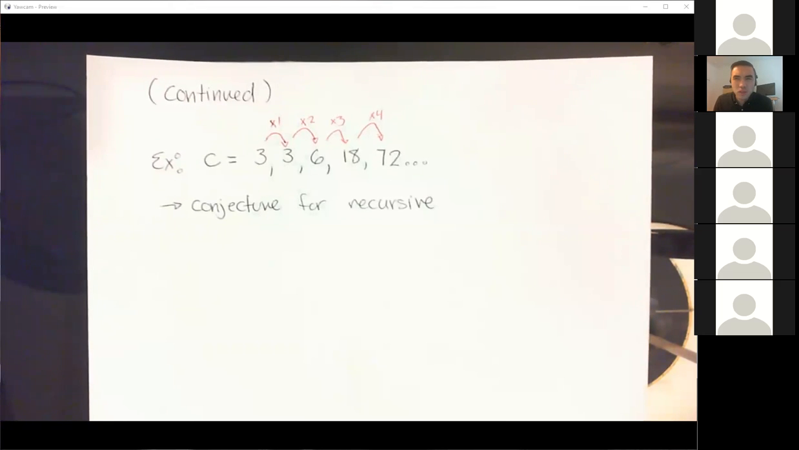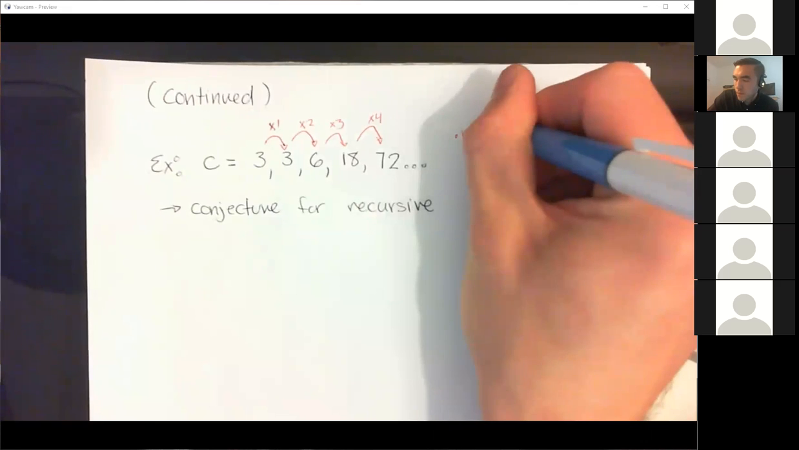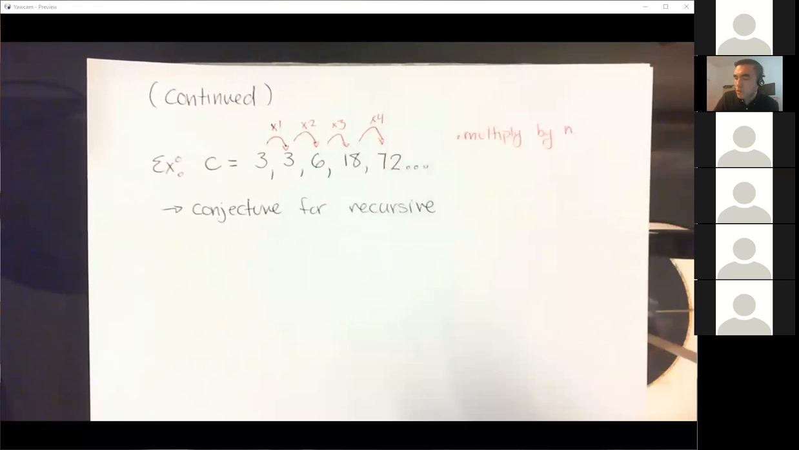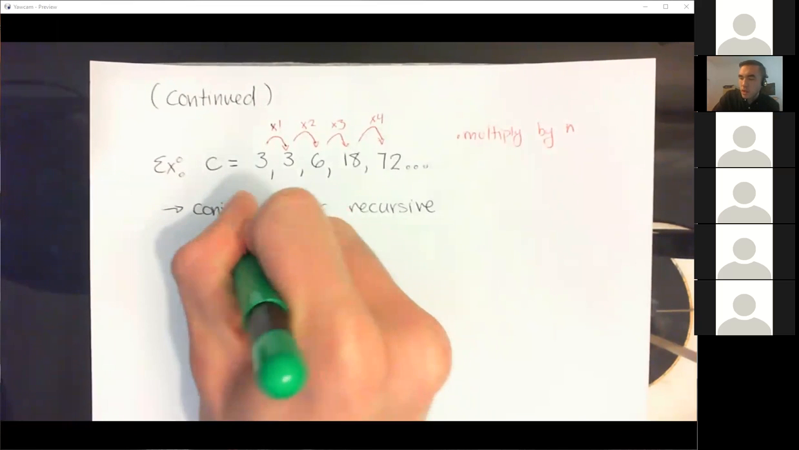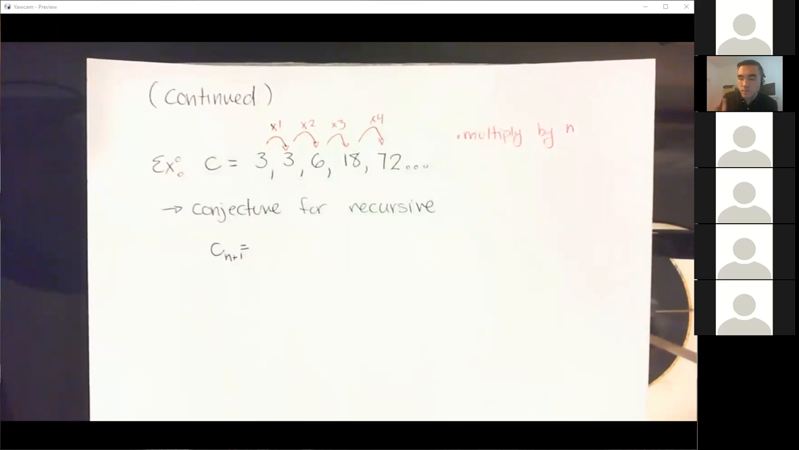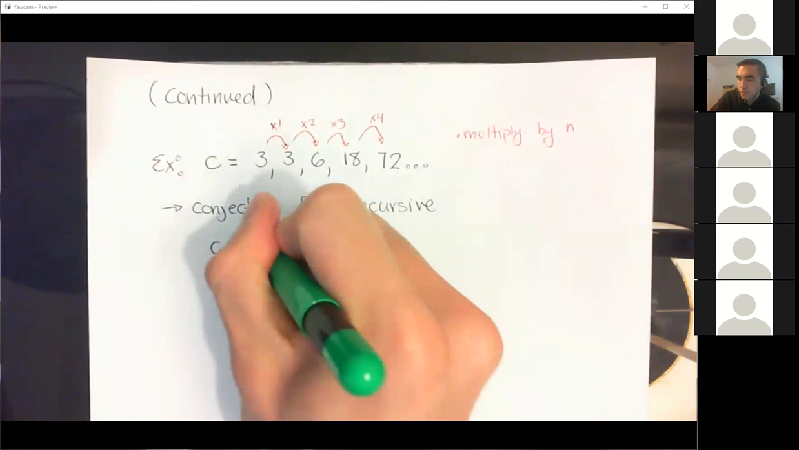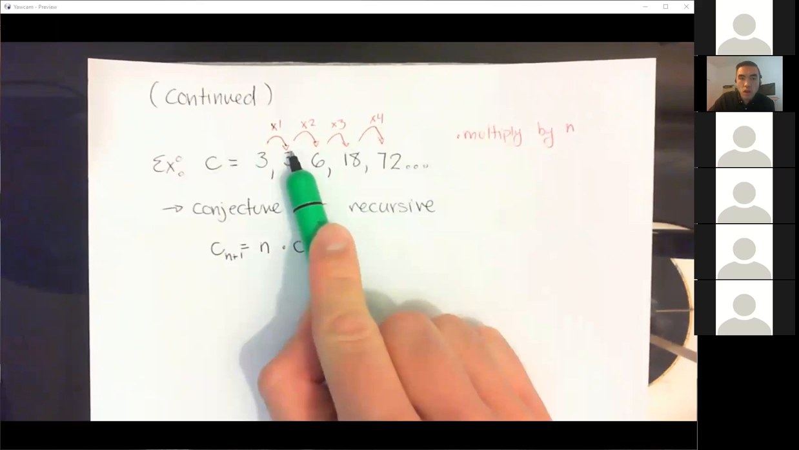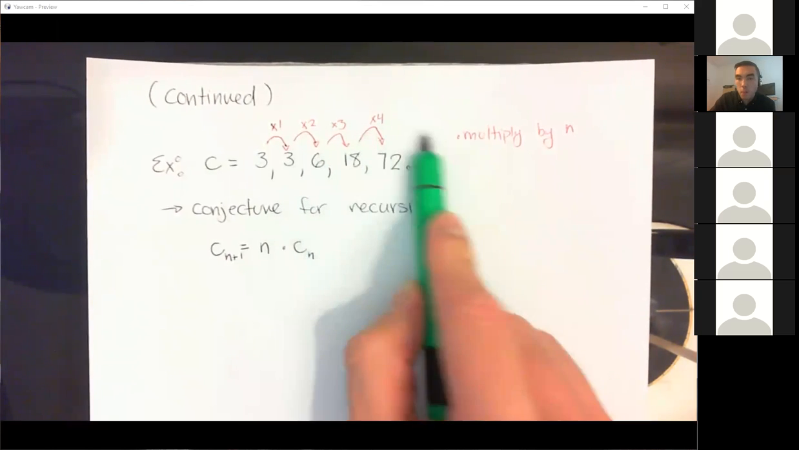What's another elegant way that we could say this? N. Each time we're multiplying by N, and in every single step N is increasing. So each time that we step up, we multiply by the previous N. So our next C, C sub N plus one, is generated by the previous C, C sub N, multiplied by N. To go from one to two, I multiply by one. To go from two to three, I multiply by two. To go from three to four, I multiply by three, and so on all the way down.